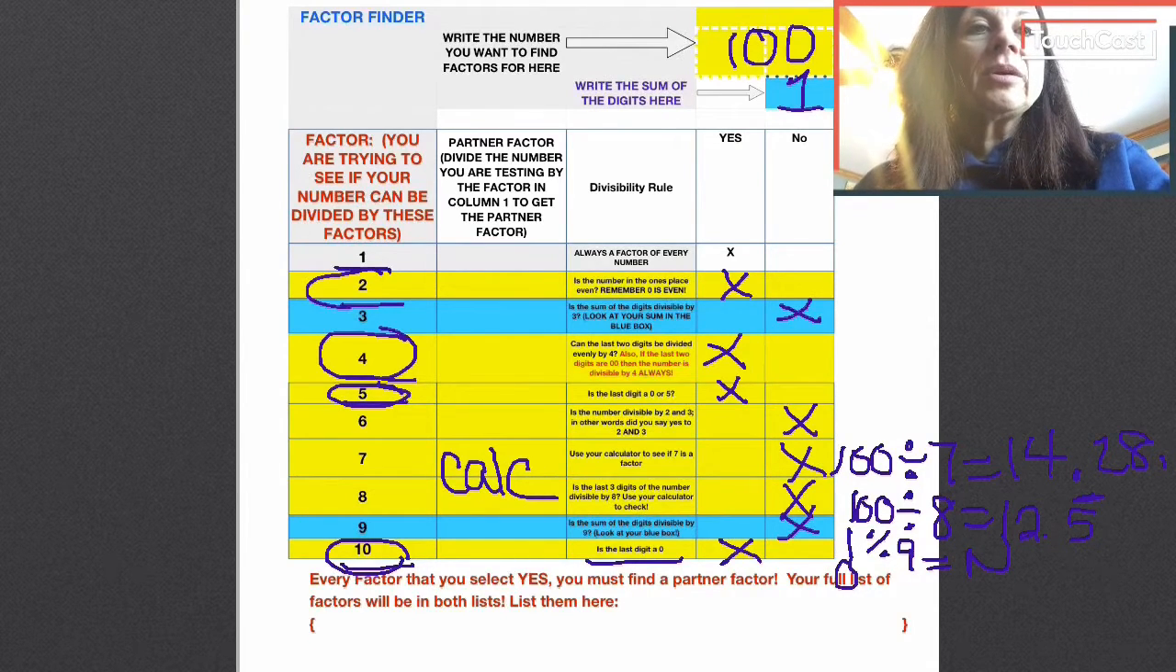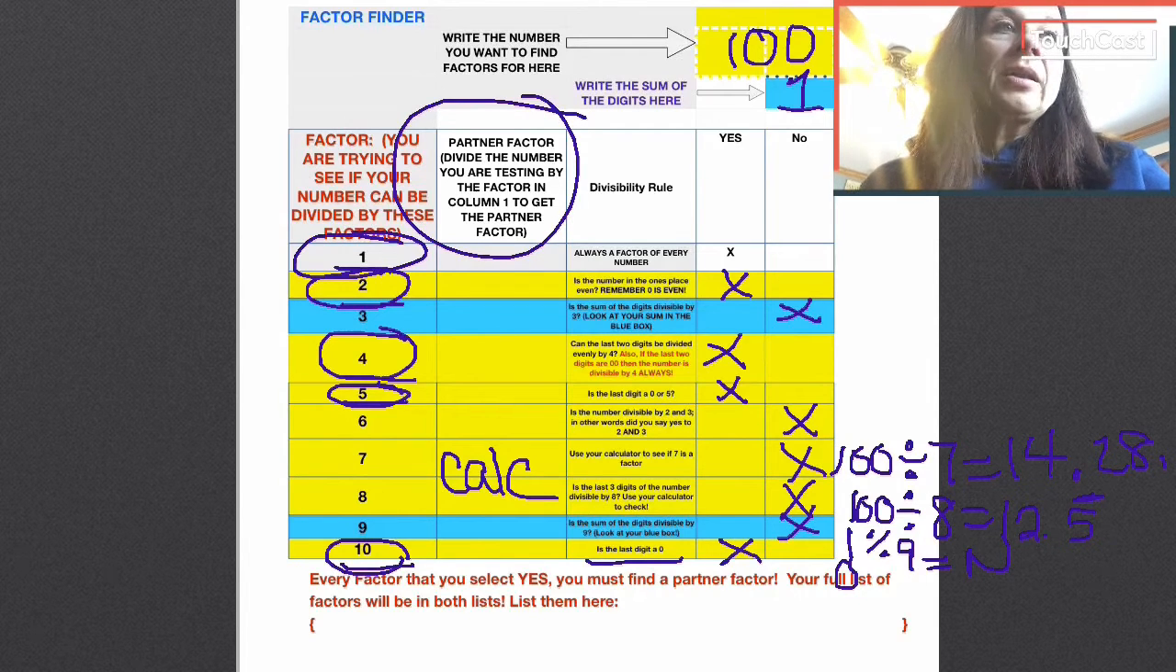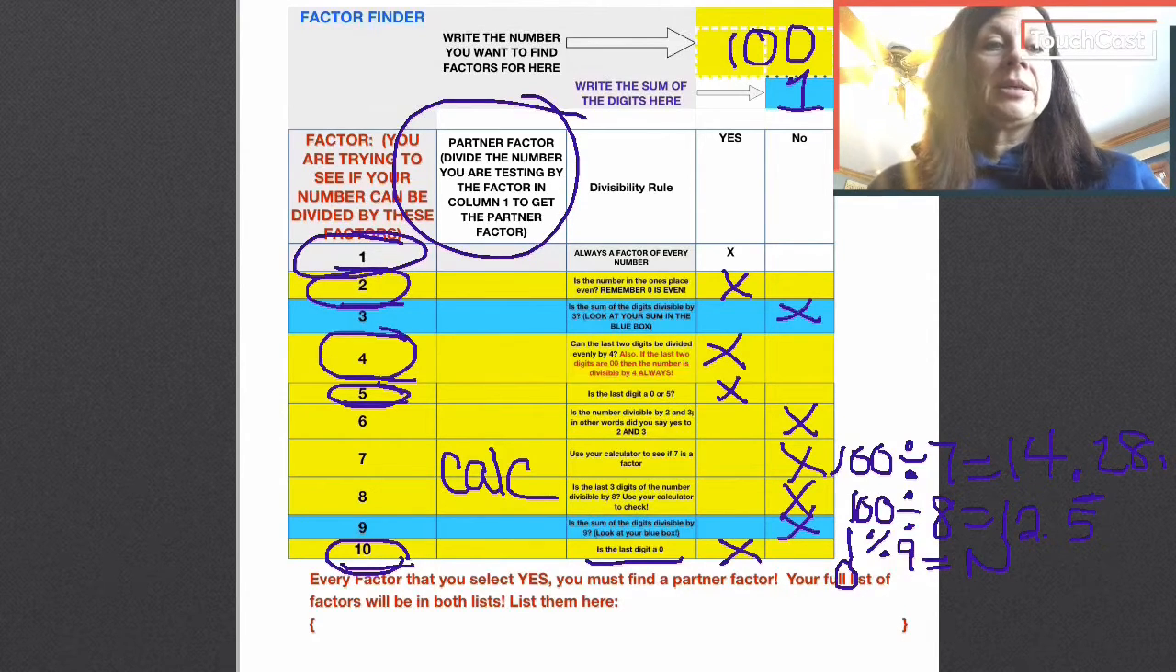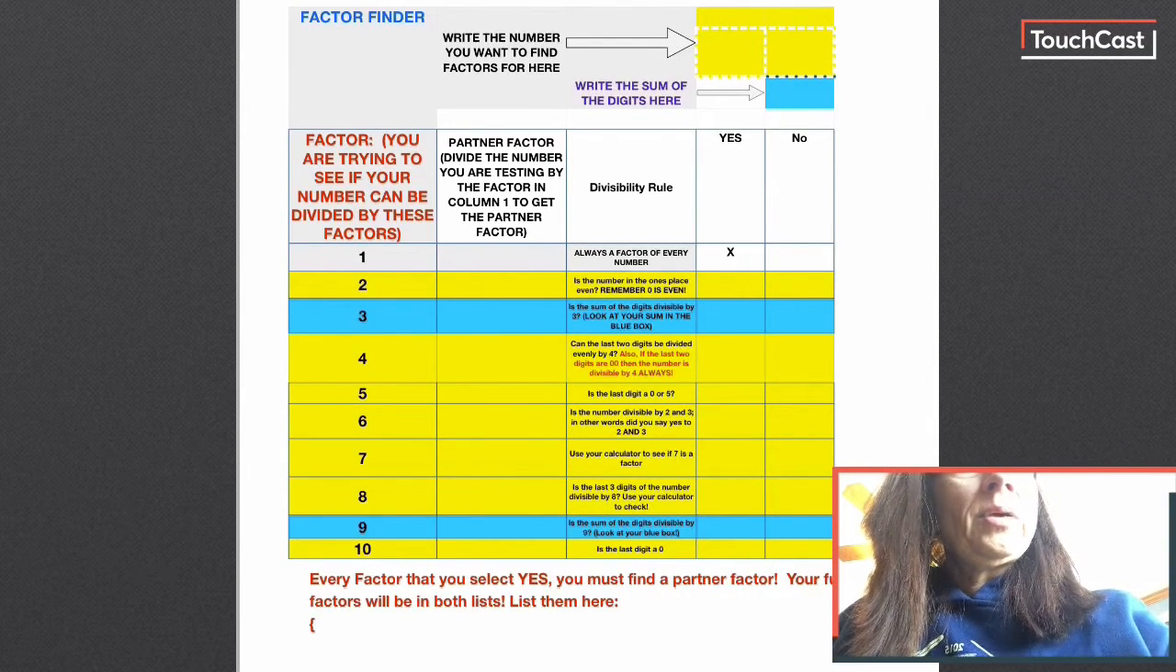Now you might be wondering, what about these other columns? The partner factor. You will find that out in the next step in this unit when we learn about factors. You can ignore it for this concept. Let's do another one so you have a little bit more practice.